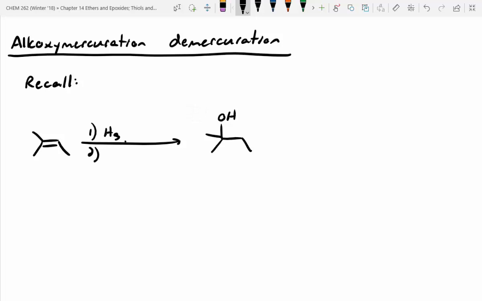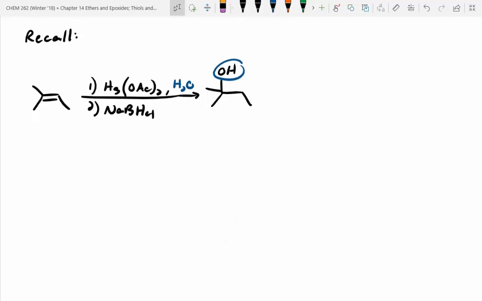Yep, HgOAc2, so mercuric acetate. All right. And if you remember, there was one other important reagent we needed specifically to install the alcohol. Water, right? So when we do this, we'd say H2O, and we needed that water to install the alcohol group. And then in step 2, how did we do the demercuration? NaBH4. Same reducing agent we saw for alcohols. All right, you can do this for ethers as well.